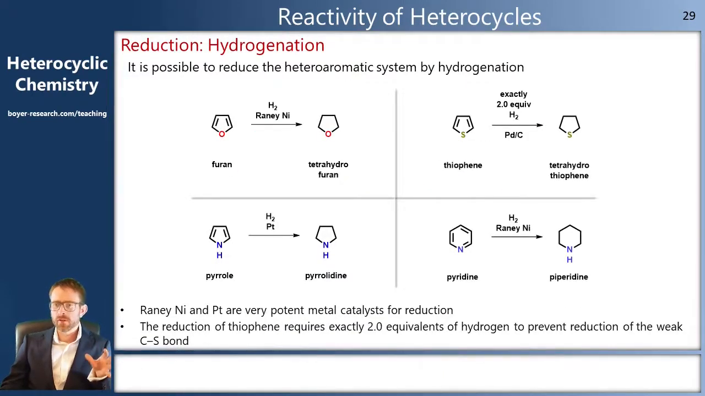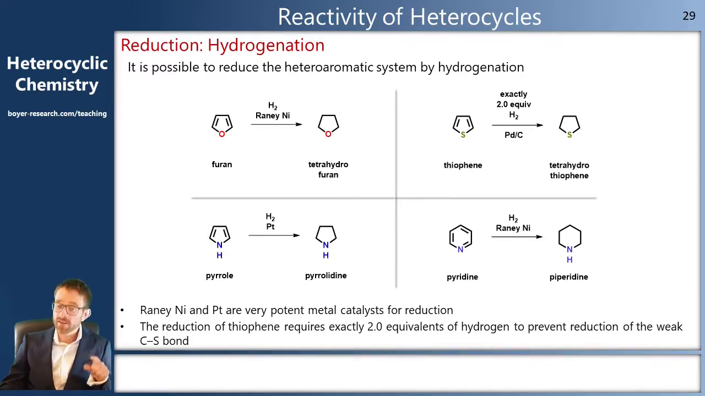So we've seen a lot of chemistry about aromatic heterocycles, and one of the things we can do is reduce aromatic heterocycles down to the corresponding saturated version. Now, to do this we do have to destroy the aromatic system, so you do need some quite harsh conditions. So for example, to reduce furan to tetrahydrofuran, we need Raney nickel, which is a very reactive form of nickel. To reduce pyrrole down to pyrrolidine, we need platinum, which is a reactive precious metal.